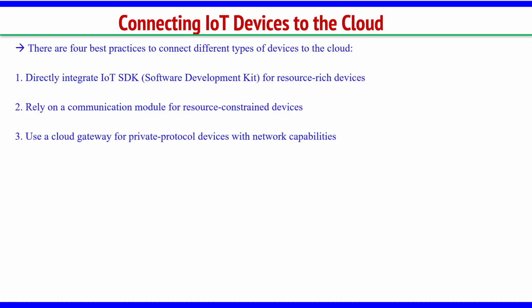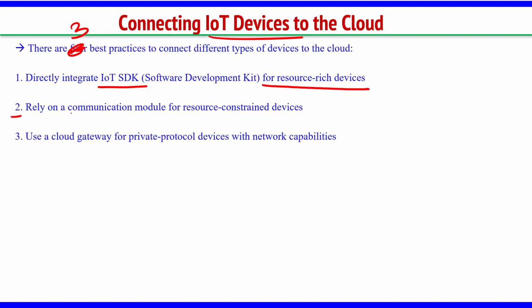Now the next one, connecting IoT devices to the cloud. How do you connect IoT devices to the cloud? There are three best practices to connect different types of devices to the cloud. We will see the different ways. IoT devices here means Raspberry Pi, Arduino, or any similar kits. The first one is directly integrating the IoT SDK for resource-rich devices. The IoT SDK is available; download and install it on the device, and it automatically connects the device to the cloud. That is one way, directly integrating.